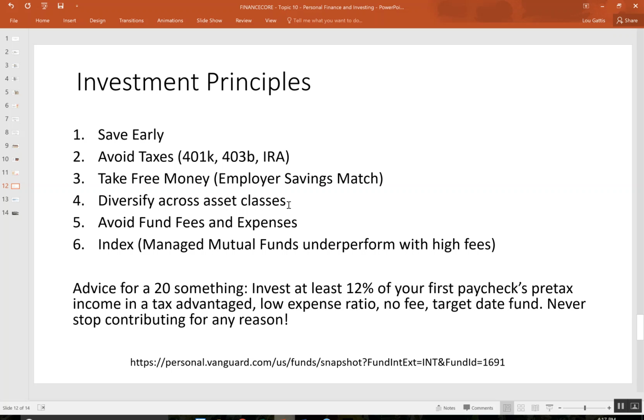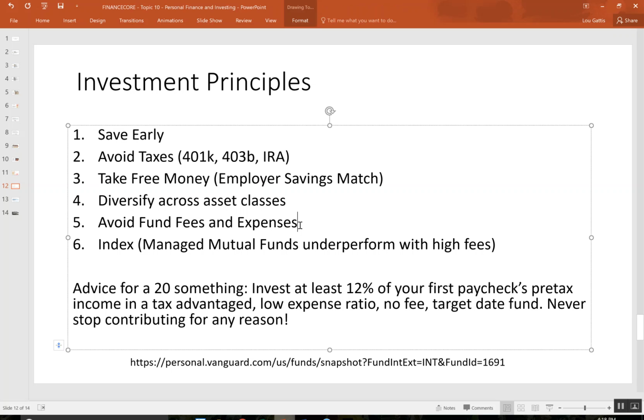Also, diversify across asset classes. You don't want to be all stock or all any one individual stock. You want to have a portfolio that has many asset classes, say stocks, bonds, cash, foreign stocks, and maybe some other asset classes. And you want the asset classes that have low correlations that give you that diversification benefit. And if you get one of those target date funds, it'll do that for you. You want to avoid fund fees and expenses. Target date funds are also known to be very low fees. I generally look for expense ratios of about 0.2% per year.